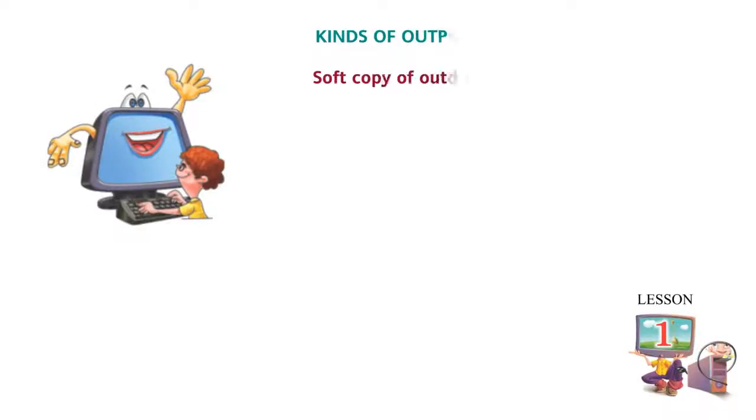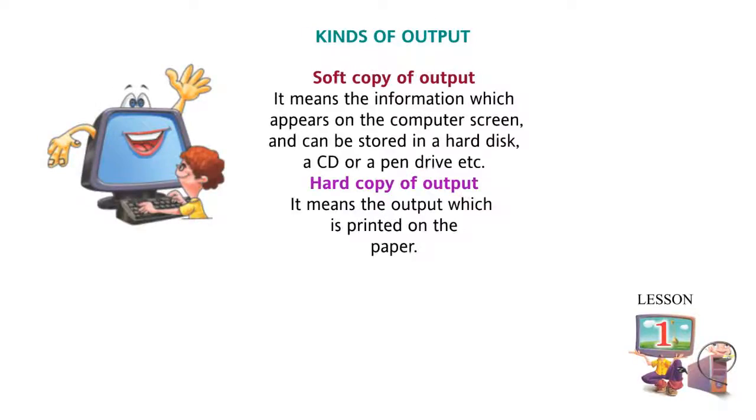Kinds of output. Soft copy of output. It means the information which appears on the computer screen and can be stored in a hard disk, a CD or a pen drive, etc. Hard copy of output. It means the output which is printed on the paper.